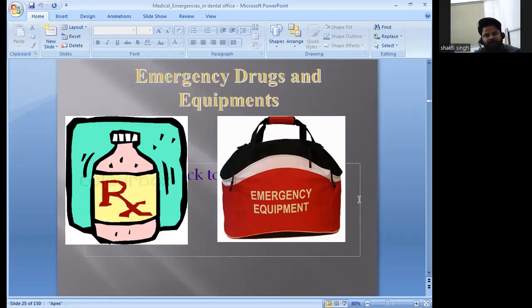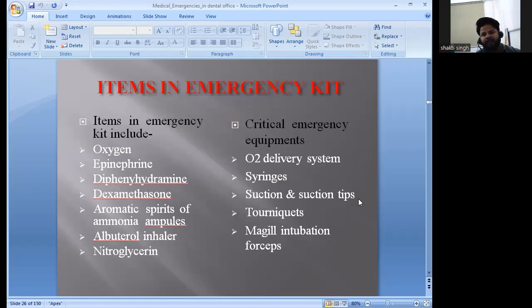Now, emergency drugs and equipment. So we have come through prevention and preparation. Now come the emergency drugs and equipment that we should have in our dental clinic. Basically, it can be classified into two items. The emergency kit includes oxygen, epinephrine, diphenhydramine, dexamethasone, aromatic spirits of ammonia ampoules, albuterol inhaler, and nitroglycerin, whereas the other critical emergency equipment includes the O2 oxygen delivery system, syringes, suction tips, tourniquets, and McGill intubation forceps.